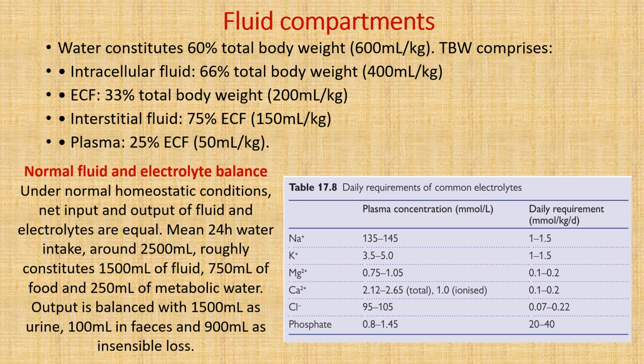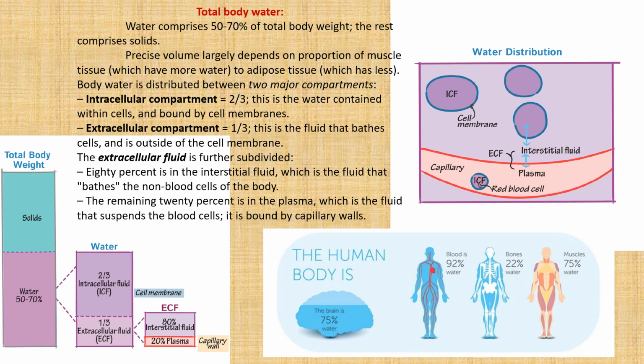The extracellular fluid is further divided into interstitial, 75%, and plasma. Under normal conditions, the intake and output of fluids and electrolytes are balanced. The average daily water intake is about 2,500 milliliters, with output balanced through urine, feces, and insensible losses.